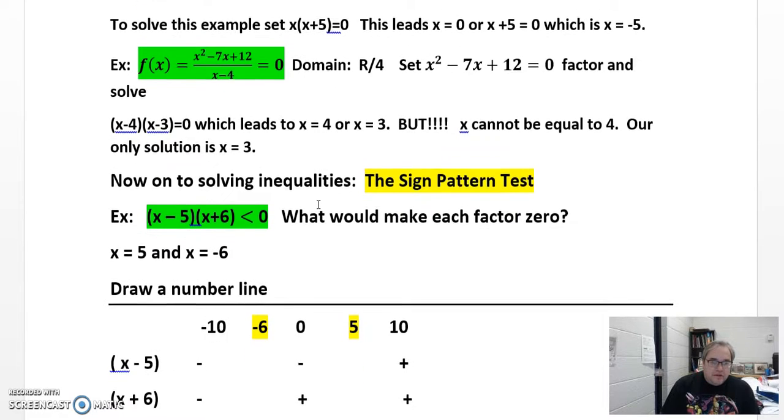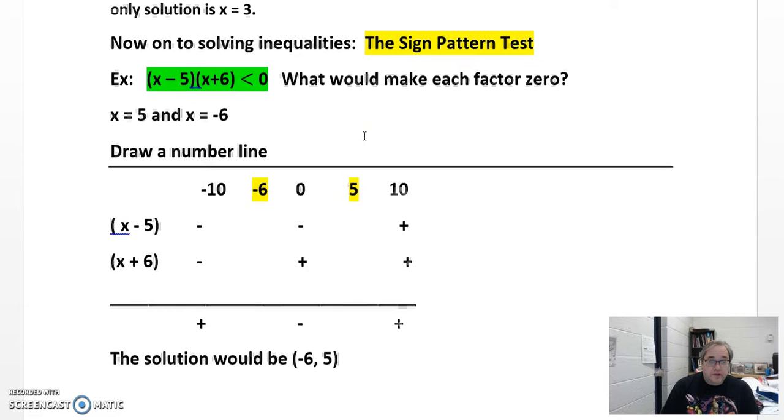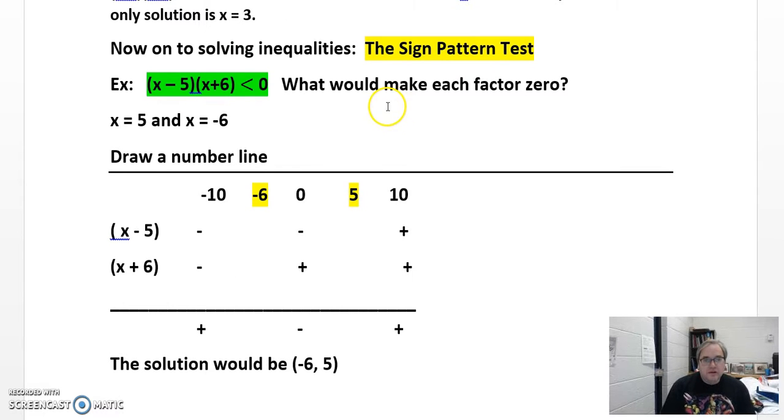The next thing we're going to talk about is solving inequalities. And this is going to be called the sign pattern test. And I'm going to just do a simple thing here. It's a very simple rational function if you think of it being divided by 1. But I have these two factors less than 0. And I'm going to look and see what makes these factors 0 themselves. And that would be 5 or negative 6.